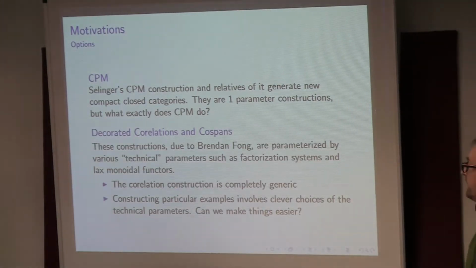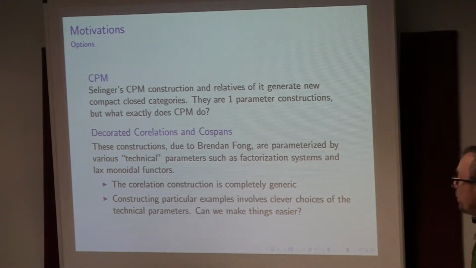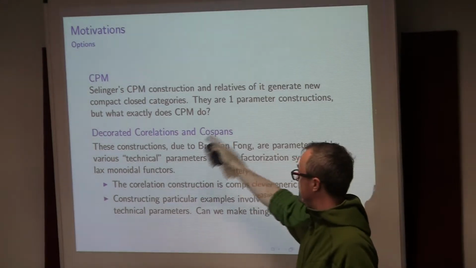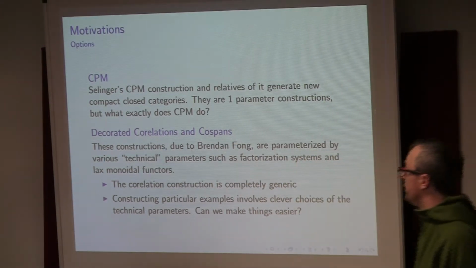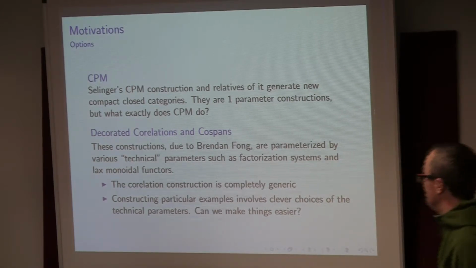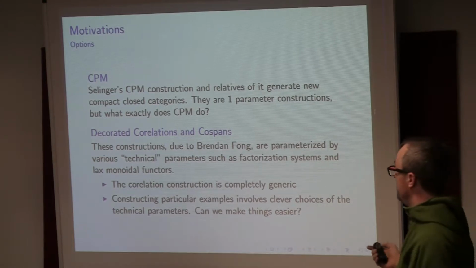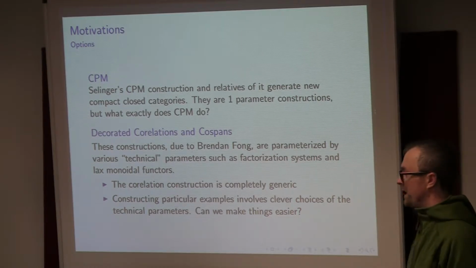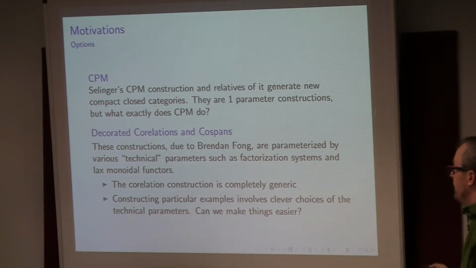Okay, so a slightly better candidate, or probably a lot better candidate, are these categories of decorated correlations and decorated cospans. This is work of Brendan Fong, who was formerly in Oxford and now, not sure, somewhere in the US, that I'll hopefully remember later. They're rather nice constructions that are completely generic for a certain class of these compact closed categories. They generate them all. So from that point of view, they're pretty comprehensive.